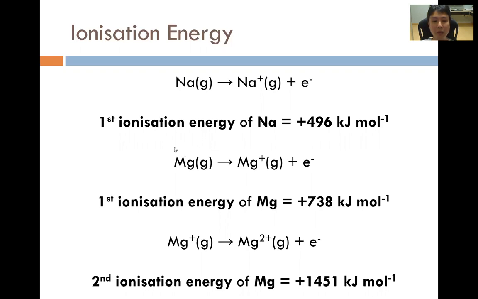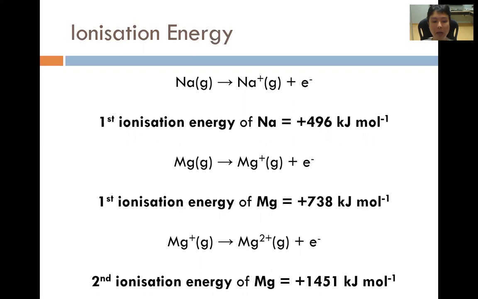The first ionization energy of magnesium is to remove 1 mole of electrons from 1 mole of gaseous magnesium atoms to form 1 mole of Mg+ gaseous cation. And the first IE of magnesium is plus 738 kilojoules per mole. Again, it's a positive value.